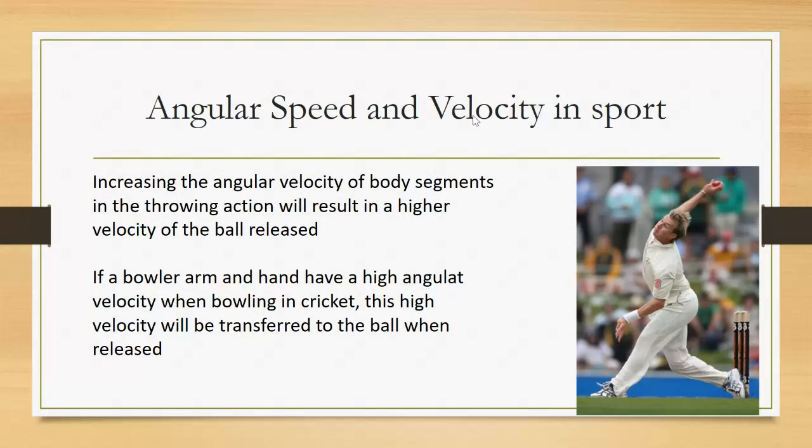Increasing the angular velocity, I just started to explain this about a cricketer. You can see the velocity of that arm coming through. That velocity is going to be transferred to that ball. So obviously, it's very beneficial for a fast bowler to have high velocity in the angular velocity of their arm in order to transfer that into a high velocity of the ball when it's released.